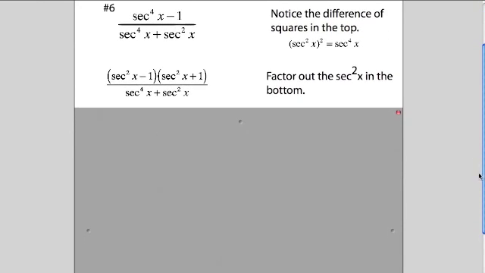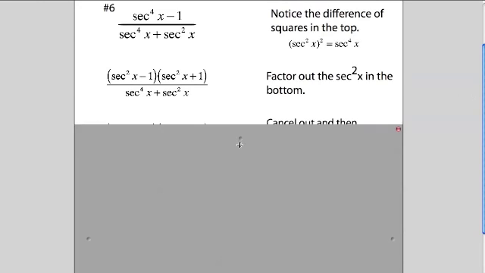Alright, second thing we're going to do is we look at the bottom. We think, well, how can I change the bottom? Obviously, none of them look anything like the top, so hopefully something's going to work out. If we look at the bottom, we see that they do have a common factor of secant squared. So we're going to factor that secant squared out, and we're going to look at it and see maybe something will cancel.